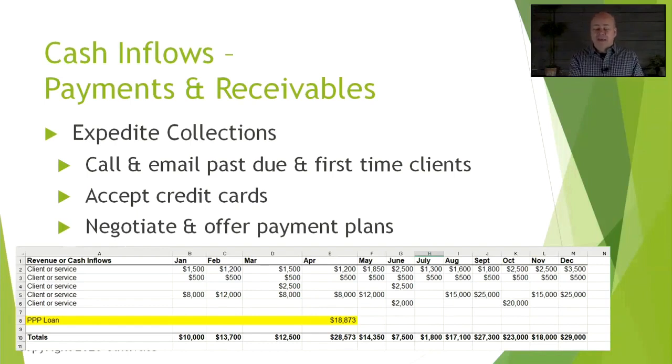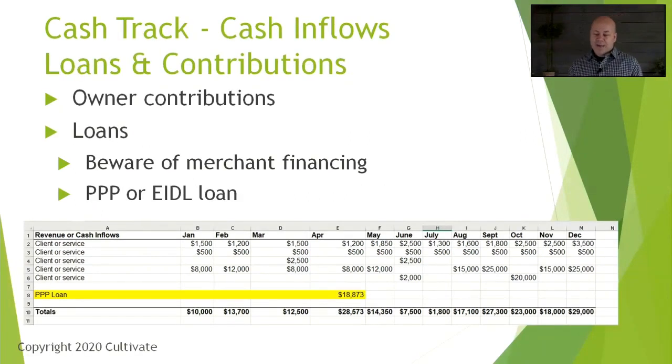But maybe they could spread that out and pay $1,000 a month until it's paid off, and you could at least begin to get some cash flowing from that invoice and improve your odds of getting paid to completion. Talk about our cash inflows and loans and contributions. There's a couple considerations that we have to take in mind.